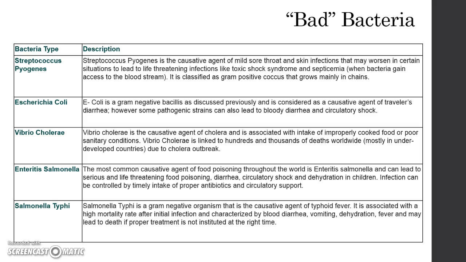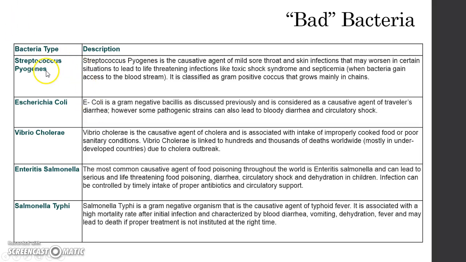Some of these you may be familiar with, like for example Escherichia coli, or E. coli, you've probably heard it referred to. That's the one that comes from fecal matter. This is the reason why we need to wash our hands after we use the restroom.